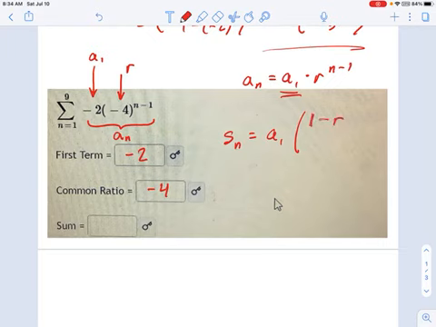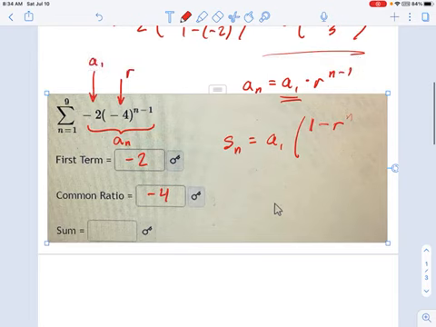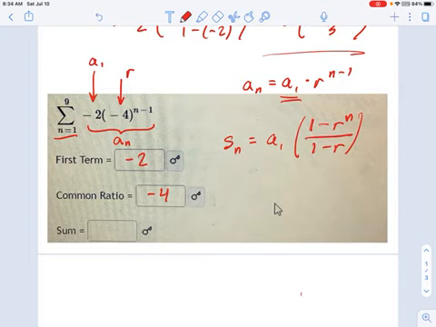to the n over 1 minus R. And we have to figure out what n is. It's not n equals 1. That just means we're going from the first term to what? The 9th term. So if we're going from the first term to the 9th term, that means there are a total of 9 terms.